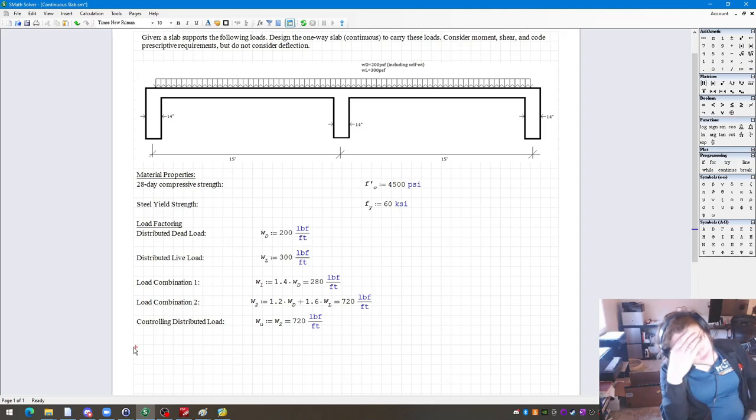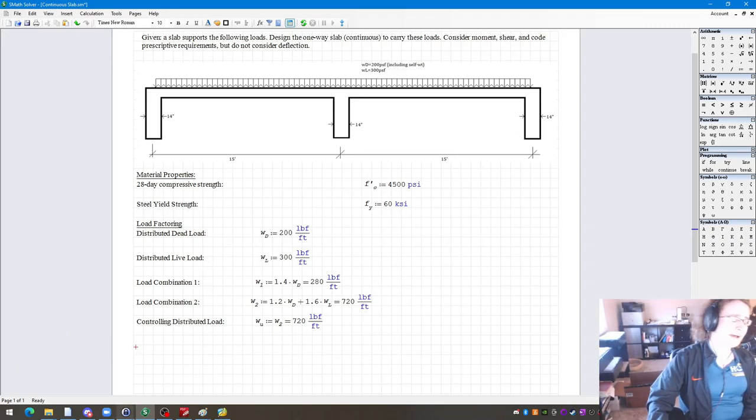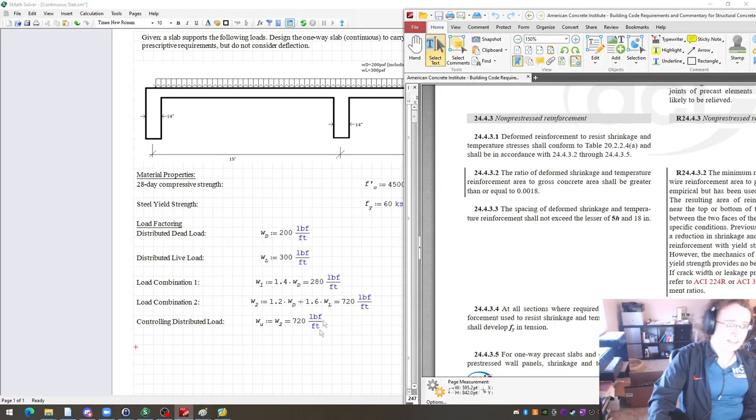Now, we have a couple ways of determining the moments within the slab. We could use some indeterminate analysis techniques like finite element analysis. We could use moment coefficients. We could use moment distribution. We could use the force method. We could use a lot of different things. Or we might be able to take an easy way out and use the ACI moment coefficients.